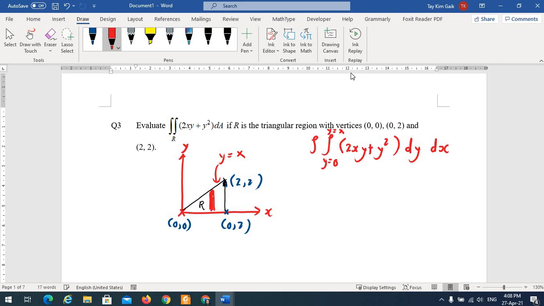When you do this one, the inner integral here represents the area of one vertical bar. So if you want to get the triangular area, you have to sum the vertical bars from left to right. Left starting x equal to 0 up to right x equal to 2. So x is from 0 up to 2. That's how we set up the limit for double integral using dy dx.